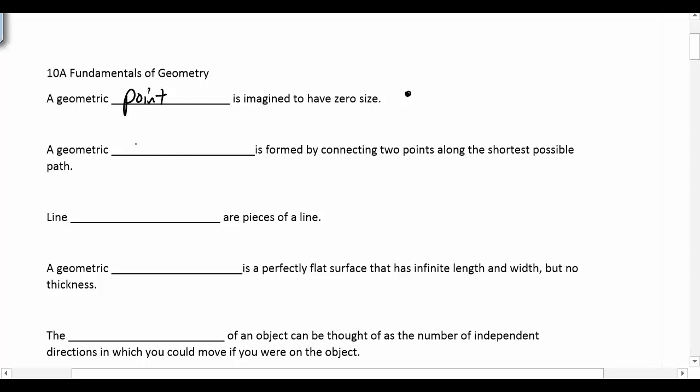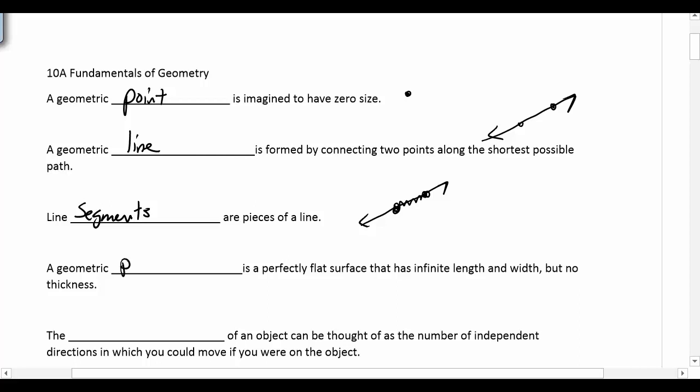A geometric line is formed by connecting 2 points along the shortest possible path. So if we take 2 points and draw a line between them, the object we draw between them is considered to be a line. Line segments are pieces of a line. So inside the line itself, you have this itty bitty spot right there, and we call that a line segment.